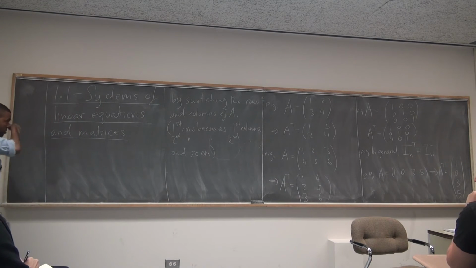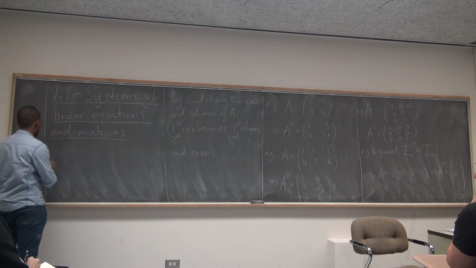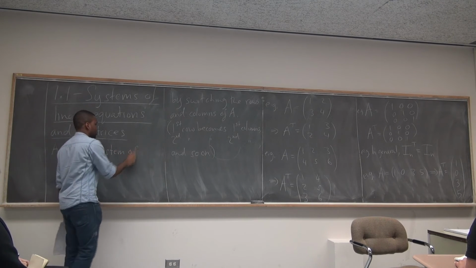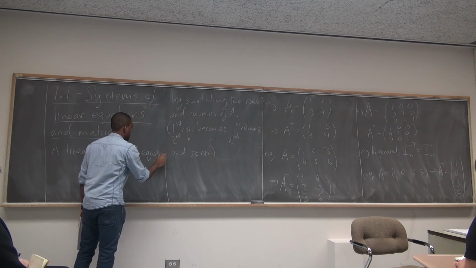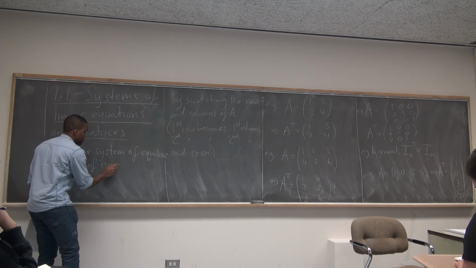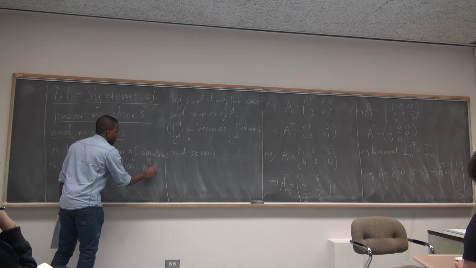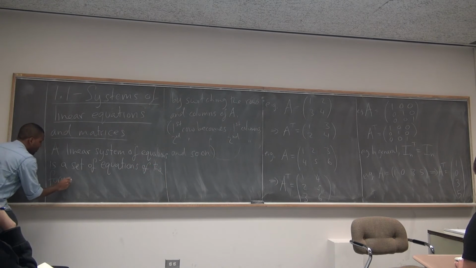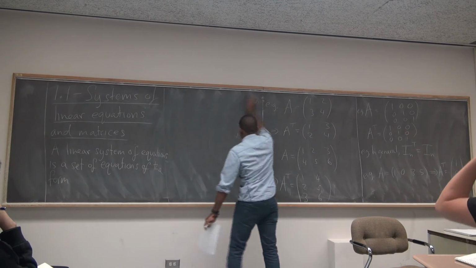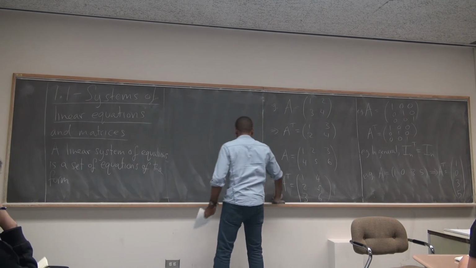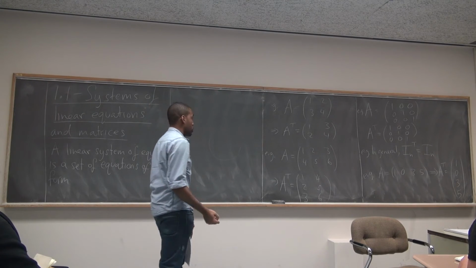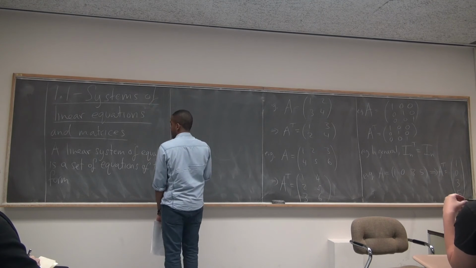Okay. So let's define a linear system. A linear system of equations is a set of equations of this form. So what do we call a linear system of equations? Equations, right? A matrix I can use to represent them, but they aren't them technically.